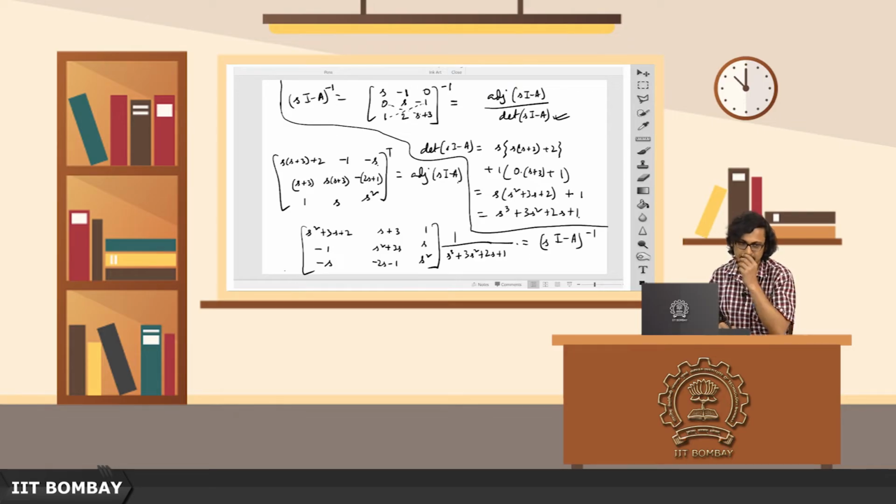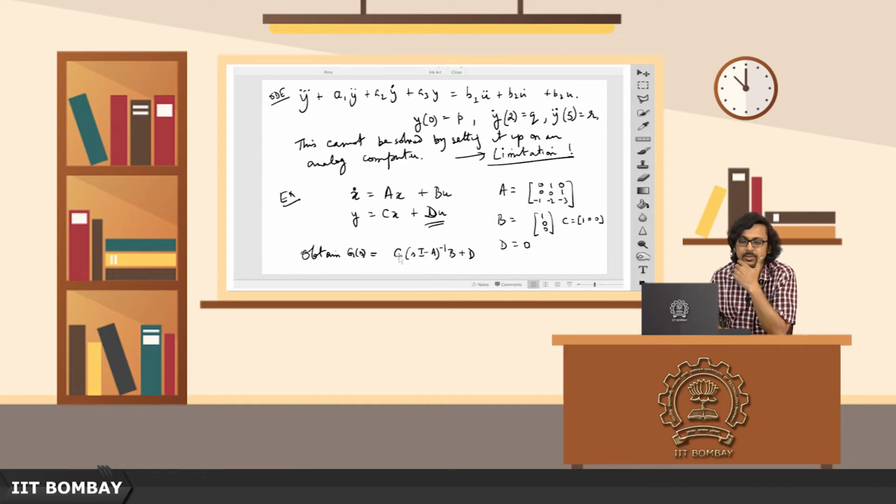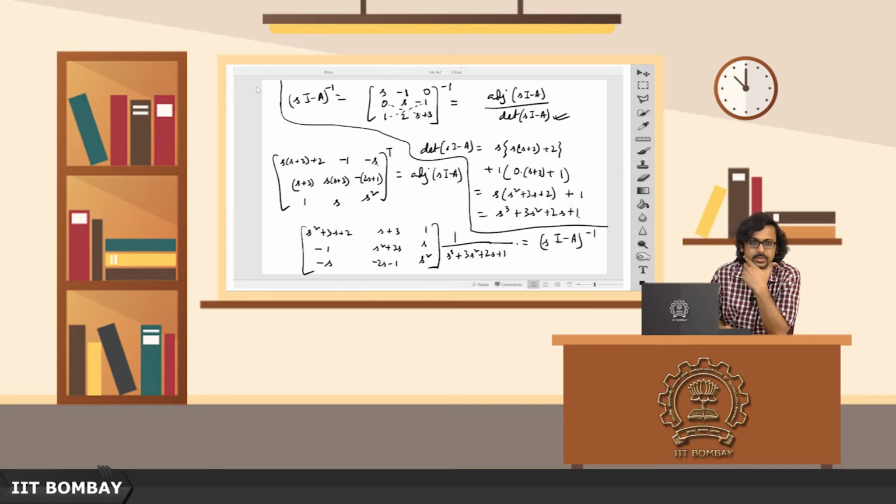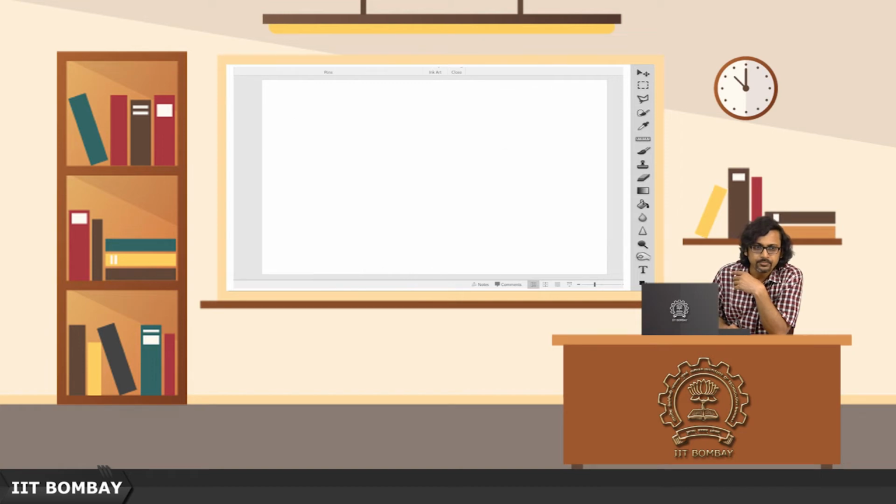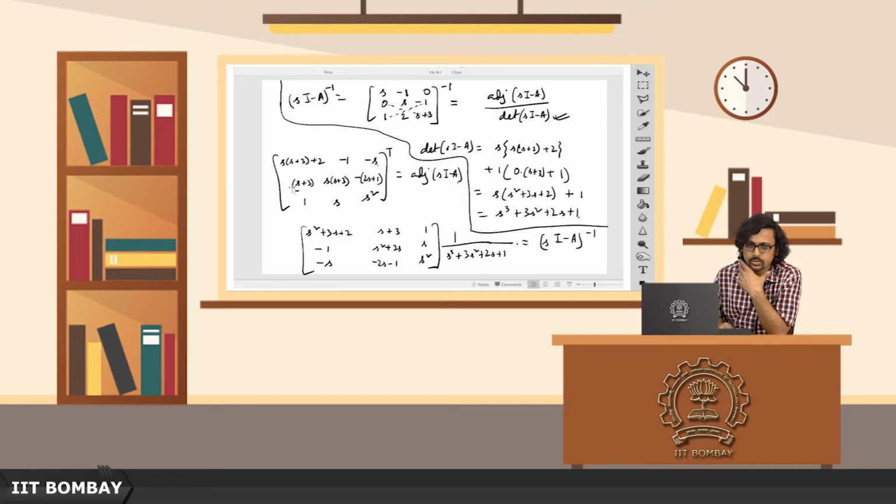Now once I have obtained this SI minus A inverse, what I have to do is pre-multiply by C and post-multiply by B. I don't need to bother with D, because in this case D is given to be 0. So what's my C? C is basically 1 0 0, and B is 1 0 0. So let me just quickly multiply that. So 1 0 0 times SI minus A inverse times 1 0 0. So recall that this is C and this is B. So what is this going to be equal to?